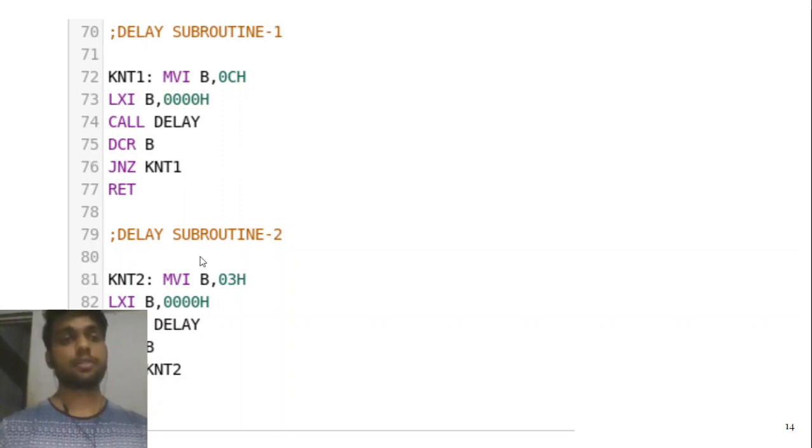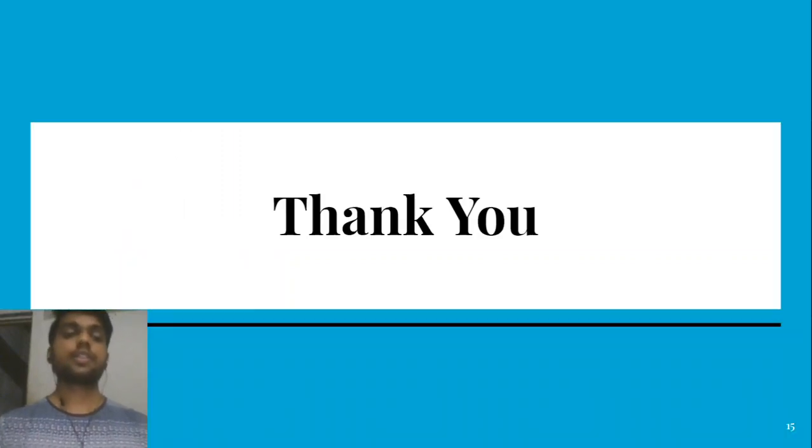Similarly, subroutine 2 or delay 2 is also used for generating a short duration. So this was the explanation of the traffic controller system. I hope you understand. Okay, thank you.